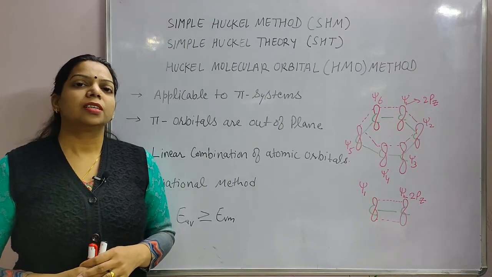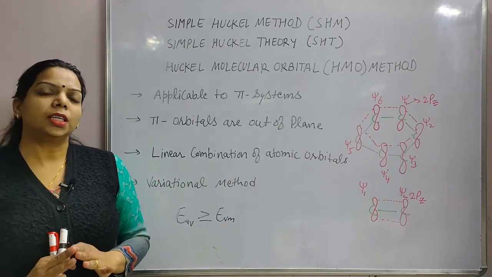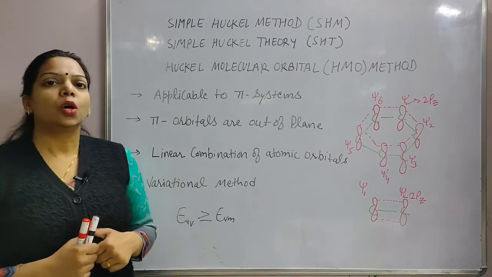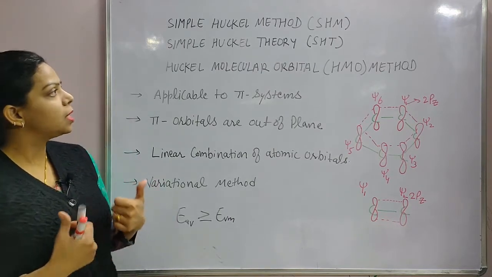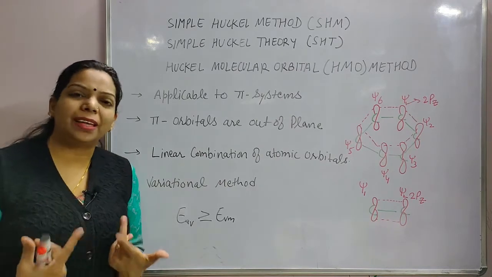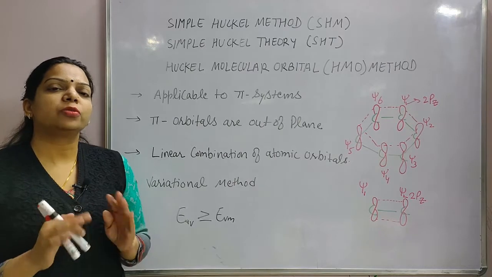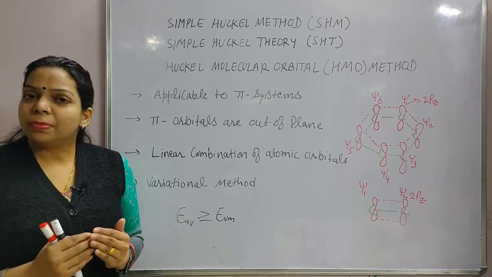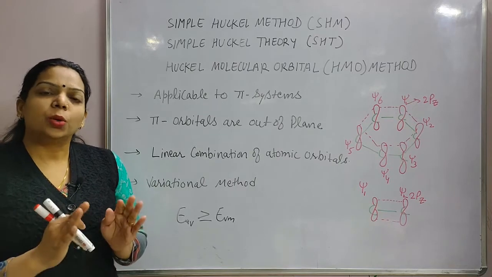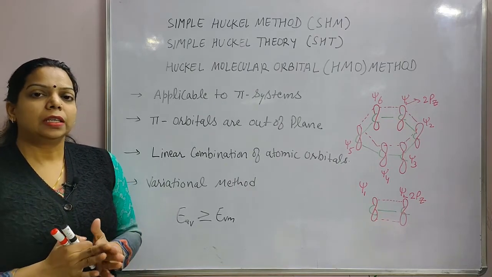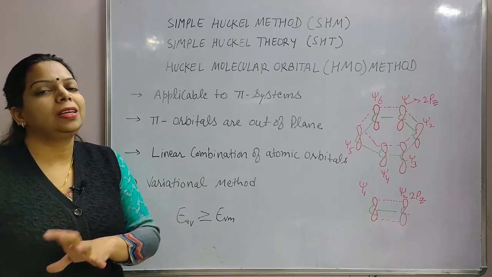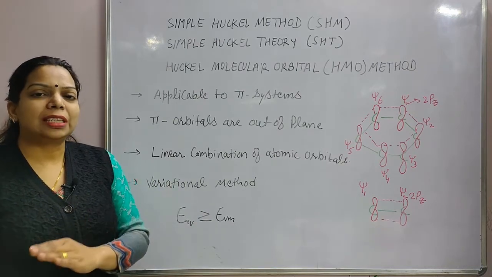Good morning, students. Today we are going to learn a method called the simple Huckel method, or simple Huckel theory, or the Huckel molecular orbital method. These are three names for the same method. This method is applicable to pi conjugate systems in which pi electrons are present, and using this method we can calculate various properties of these molecules or systems.